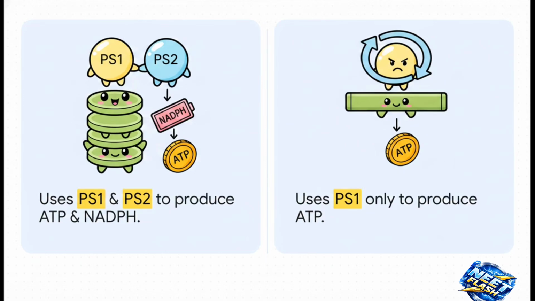Why the difference? Well, it's because the stroma lamellae are actually missing photosystem 2, and they completely lack that NADP reductase enzyme. Without those two things, the electron from PS1 just loops back through the cytochrome complex. And because it can't make NADPH, the cyclic detour exists solely to pump out extra ATP.